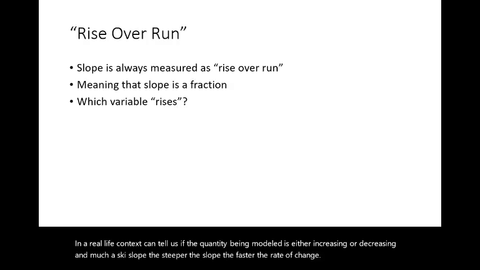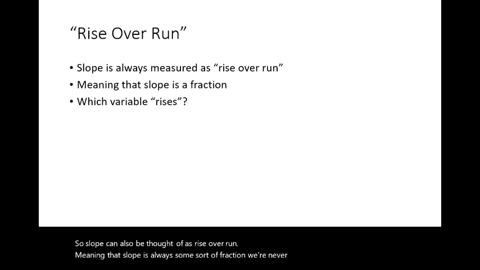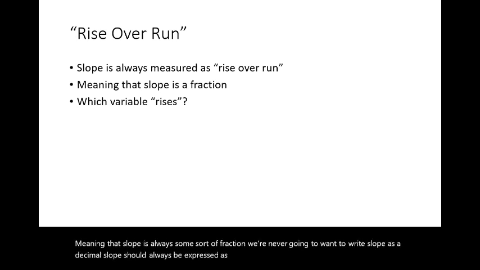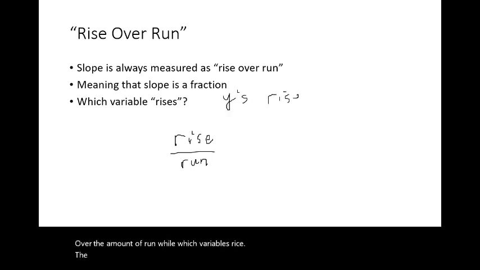So slope can also be thought of as rise over run, meaning that slope is always some sort of fraction. We are never going to want to write slope as a decimal. Slope should always be expressed as a fraction. And it is the fraction, the amount of rise over the amount of run. Well, which variables rise? The y's are going to be the variable that rise. So y's rise.